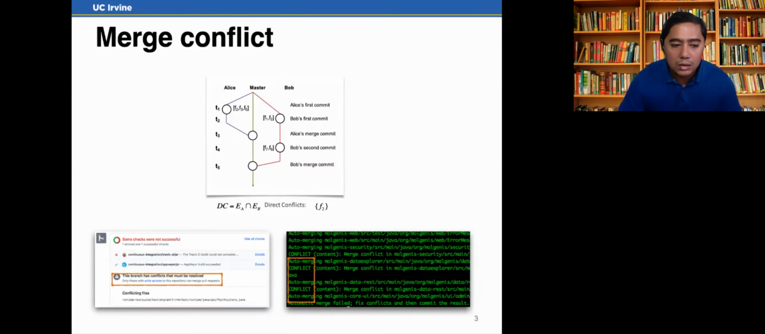And on the bottom of the slide, you can see 2 ways of visualizing how merge conflicts is shown to the developer. On the left side, you can see how it's shown on GitHub. And on the right side, it's shown how the developers see it on the command line.